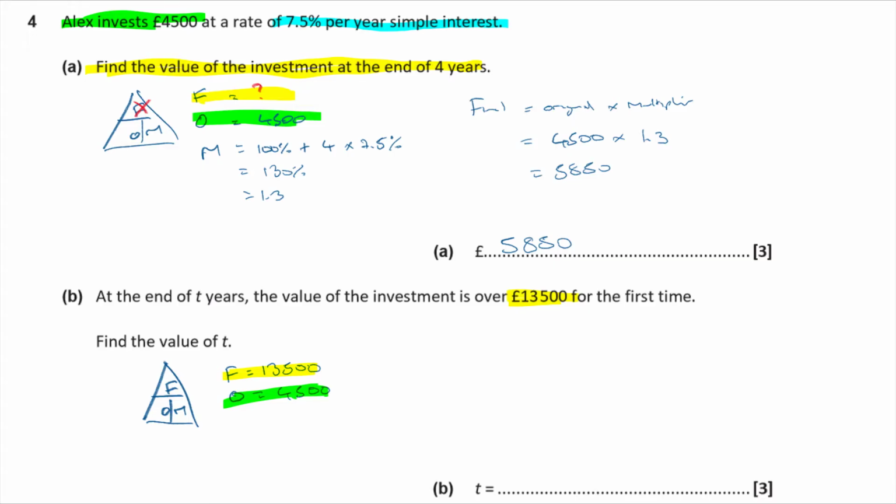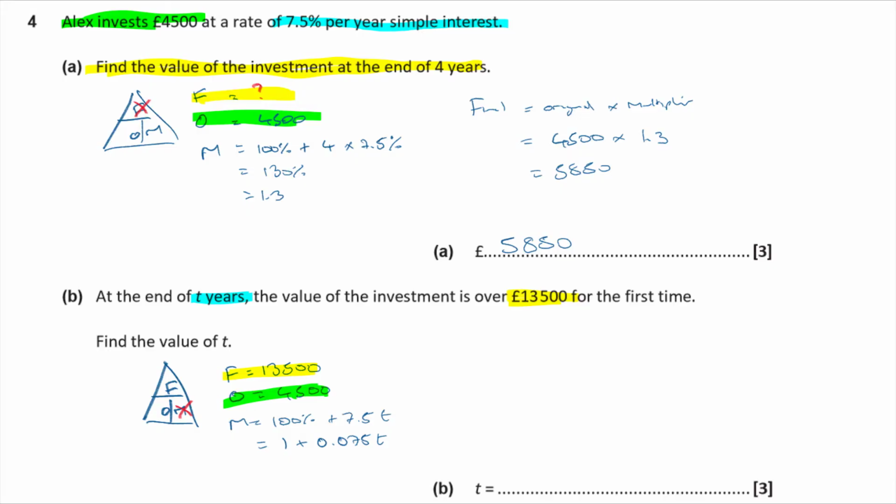And then this time the multiplier is going to be T years at 7.5% per year. So that is going to be a multiplier of 100% plus 7.5T then, isn't it? Because you're going to multiply T by 7.5. That as a decimal would be 1 plus 0.075T.